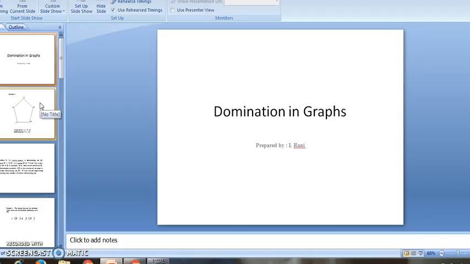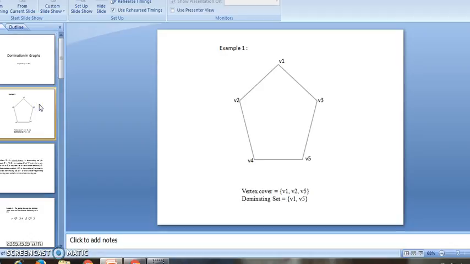see domination in graphs. Now, recall the definition of vertex cover: a vertex cover is a subset of the vertex set such that all the edges are covered by the set. That is, at least one endpoint of each edge of the graph belongs to the set. Suppose we consider covering only the vertices, then the set is called a dominating set. And any vertex cover is a dominating set, but a dominating set need not be a vertex cover.